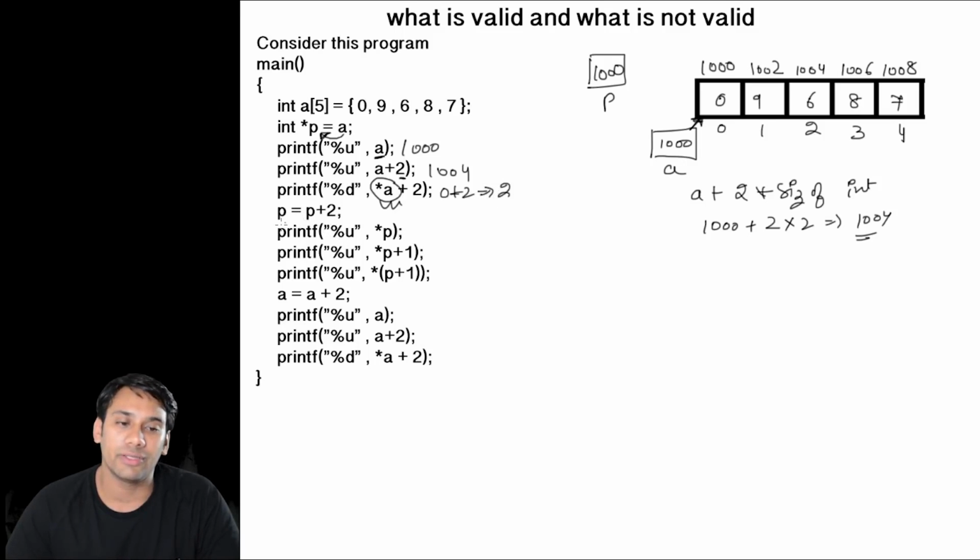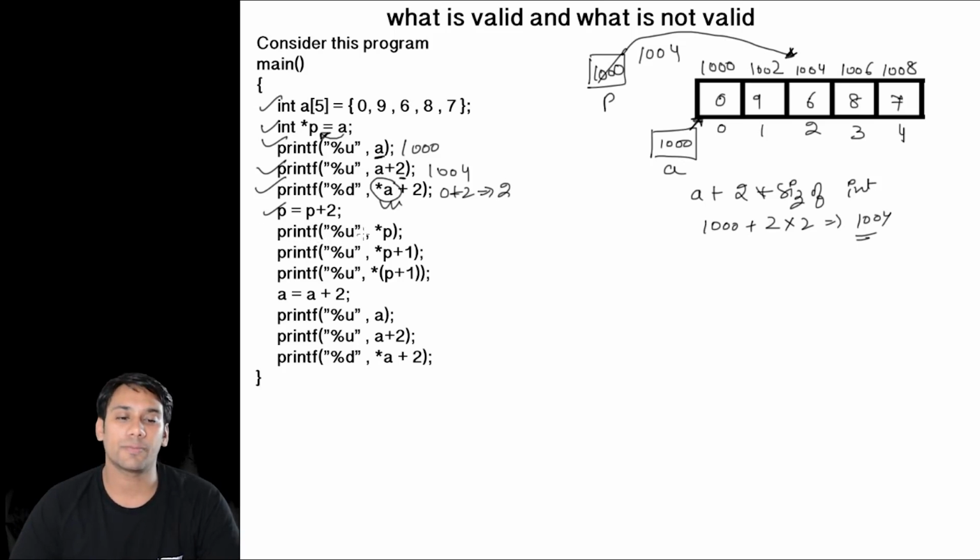Right. Now in the next statement I have P equal to P plus 2. That means I am going to increment P by 2 into size of integer, which is 2 bytes. So P is equal to P plus 4. Now P is going to the location 1004. Therefore P is pointing to this location. Okay, so till now all these statements are valid.